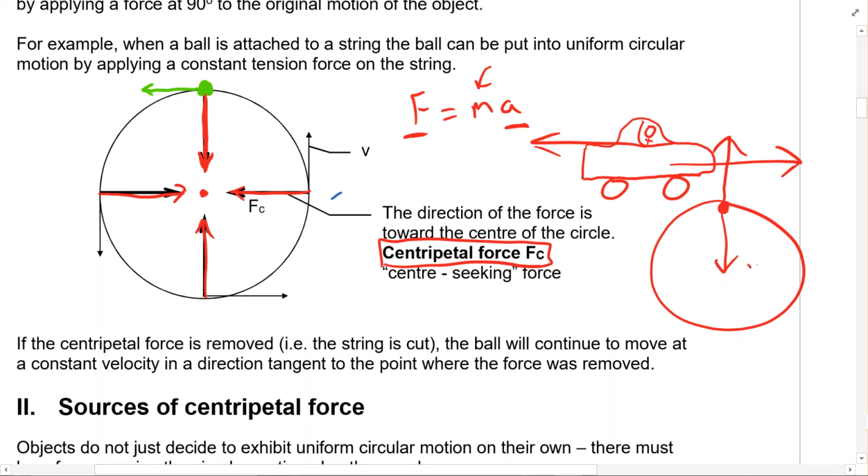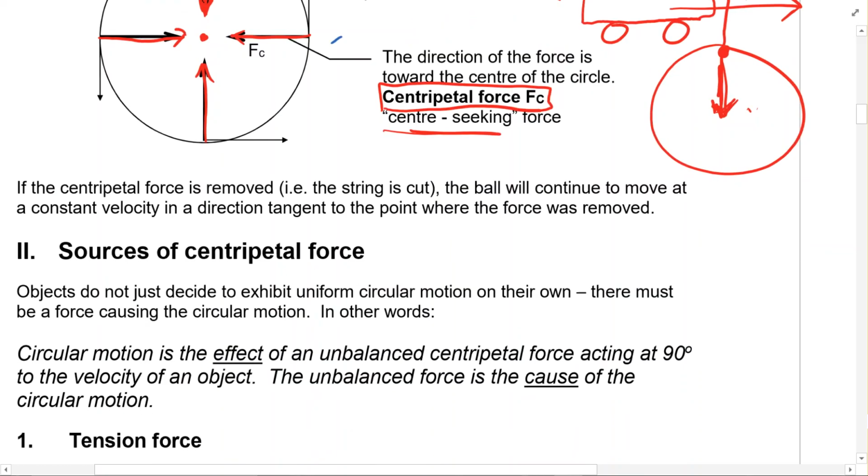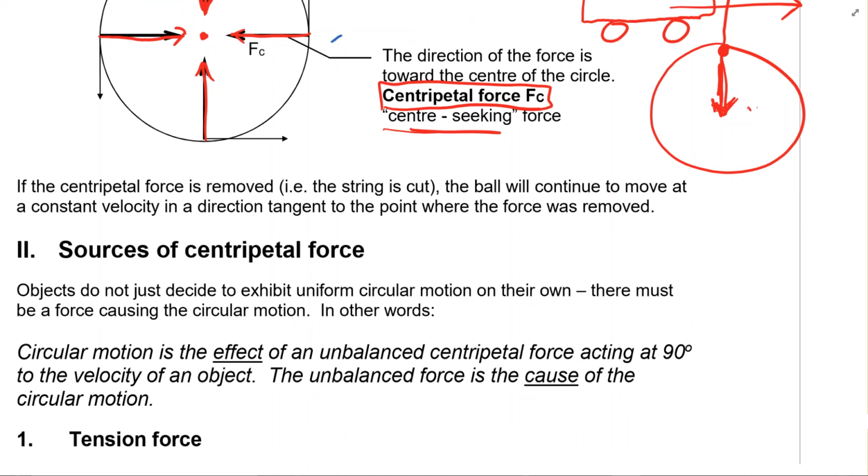So anyway, the name of this force, this center-seeking force, the force that's pointed toward the center of the circle, is called the centripetal force. Centripetal means center-seeking in, I think, Greek or something. Probably Greek.